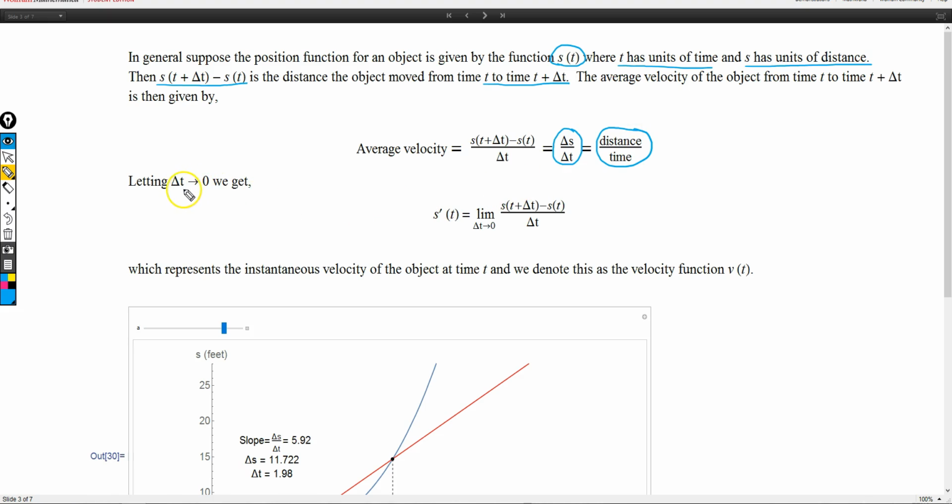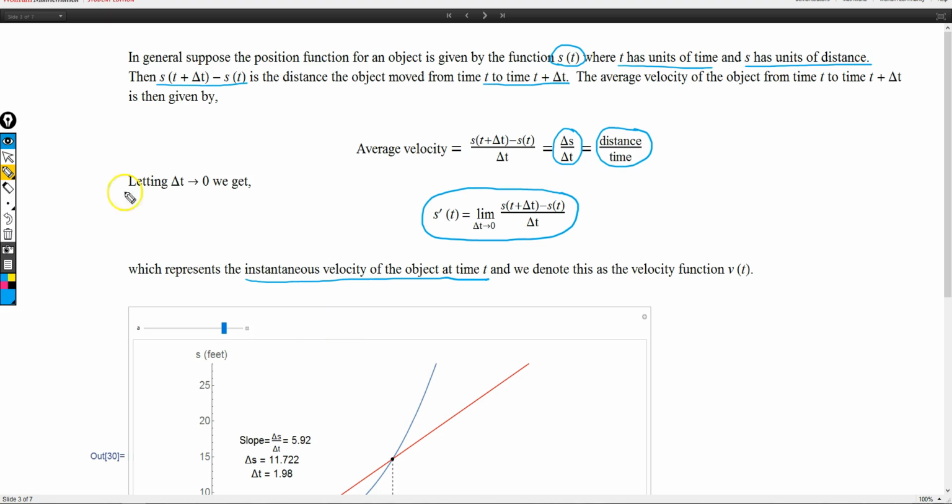Now, if we let delta t approach 0, well, what we get is a derivative. We get that the limit as delta t approaches 0 of this quantity, well, that's just s prime of t. That's our derivative. And this represents the slope of the line tangent to the graph of s of t at time t. And that represents the instantaneous velocity of the object at time t.